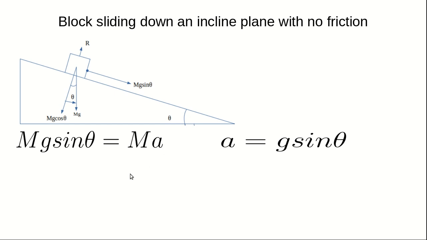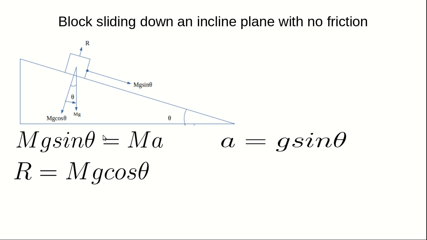If we also resolve along the y-axis, you notice that this R is pointing this way, and this one is pointing the other way. That means R minus mg cos theta must be equal to 0, since the block is not moving in this direction. So if you resolve it, you will realize that R is equal to mg cos theta.